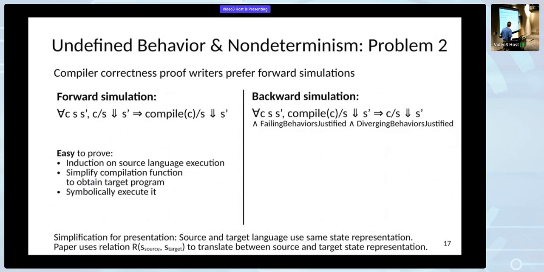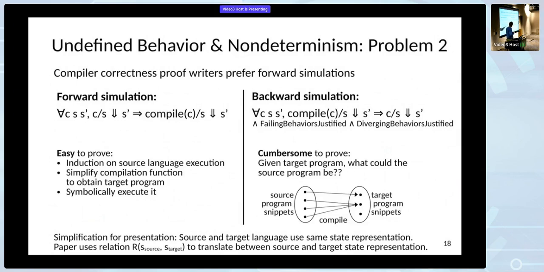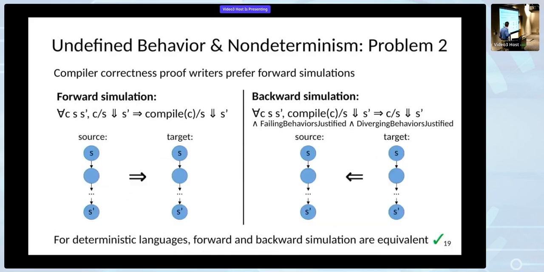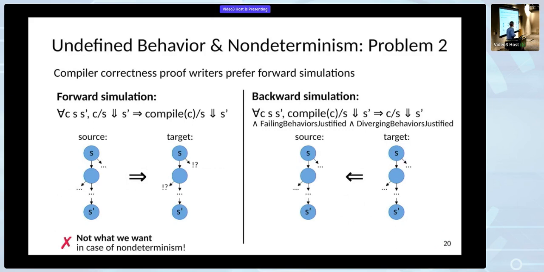Forward simulations are easy to prove because you can do induction on the source language execution, then you simplify the compilation function to obtain some kind of symbolic target language program, and you can symbolically execute that. But if you want to prove a backward simulation, the problem you're running into is that, given a target program, what could the source program be? You basically need to run the compilation function backwards, and that becomes quite cumbersome. So no one really wants to write a backward simulation if it's possible to avoid them.